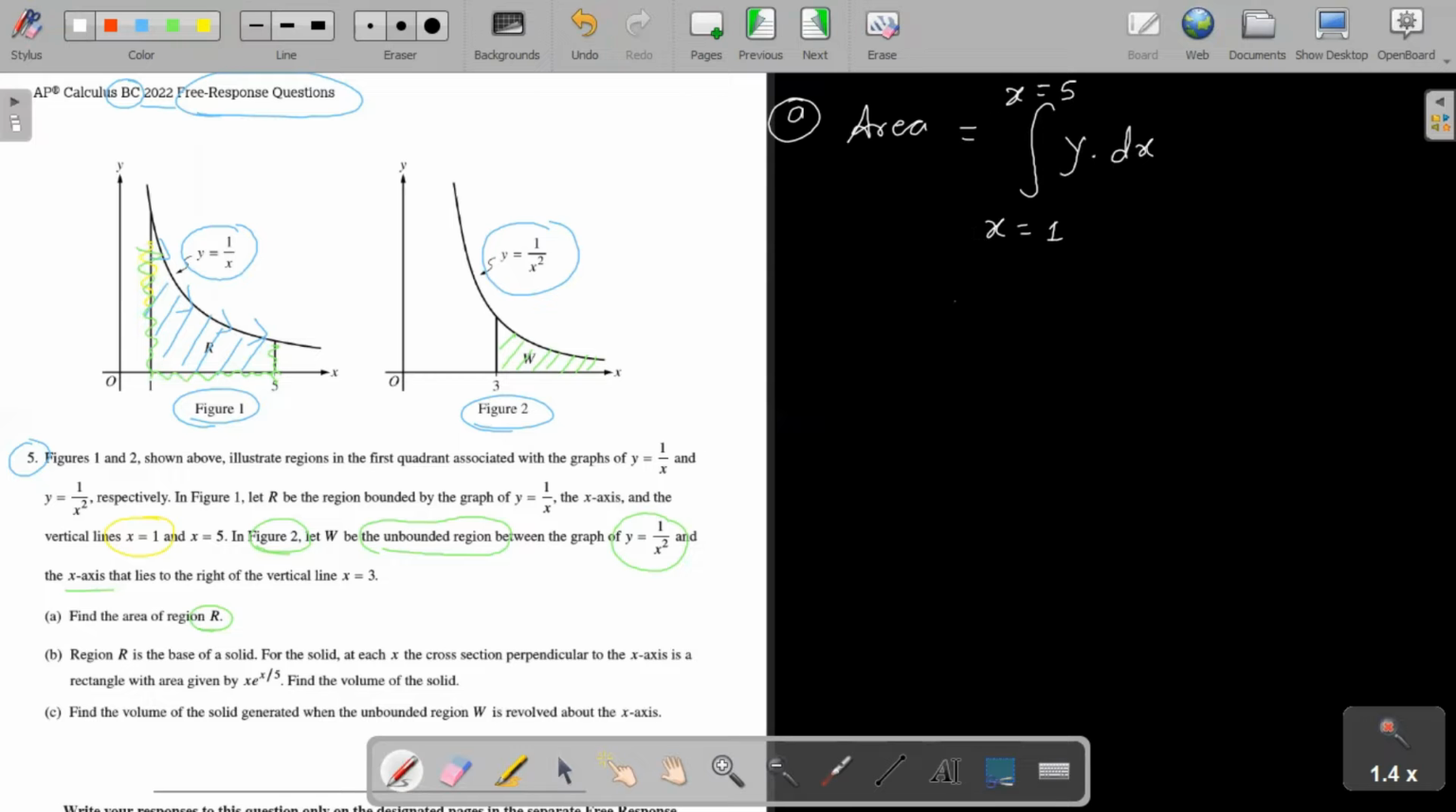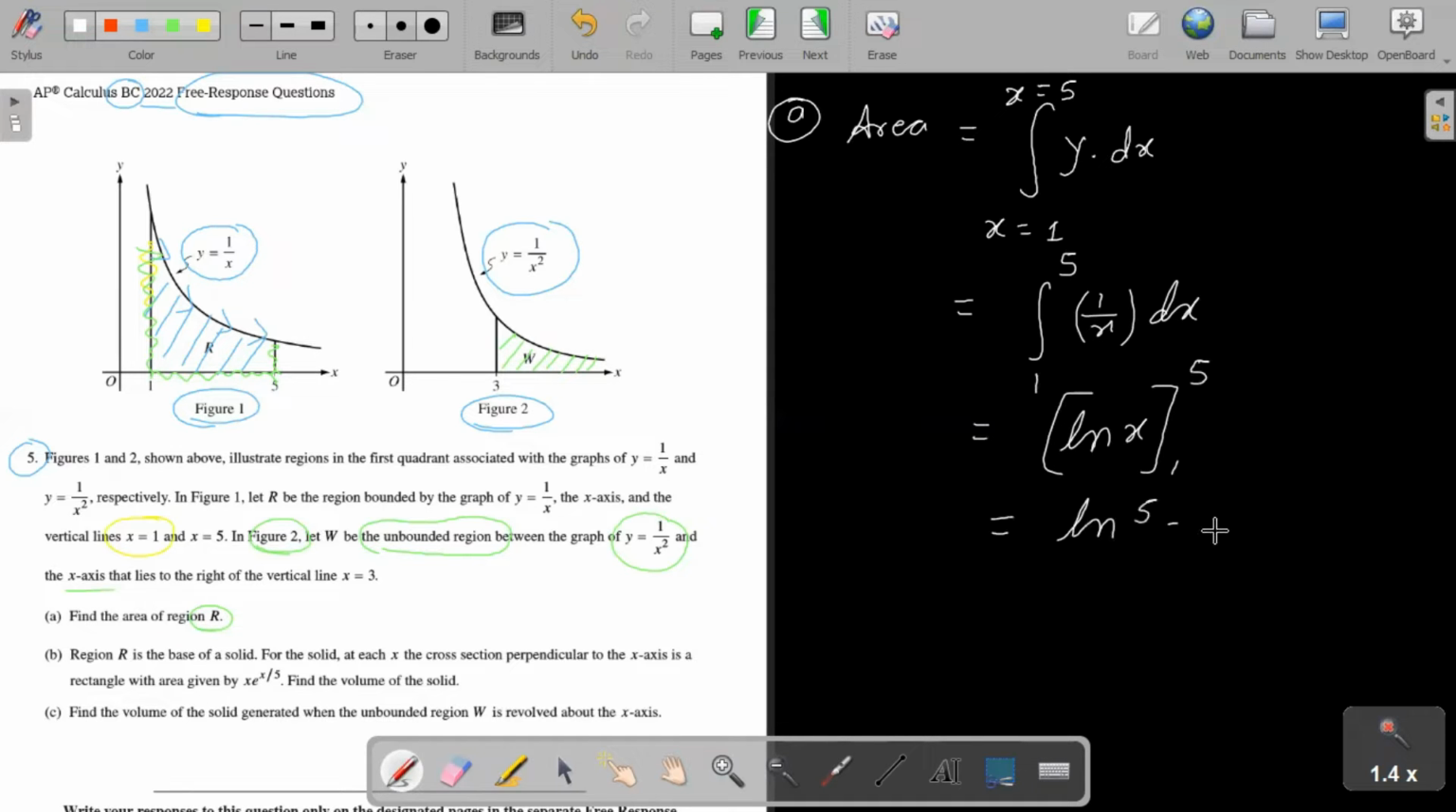We have to substitute y in terms of x. So this will be the integral from 1 to 5, with y is equal to 1 by x as given in the question. The integration of 1 by x is ln x with the limits 1 and 5. So we get ln 5 minus ln 1, and we know ln 1 is 0. So the answer will be ln 5 minus 0, that is ln 5. This is the answer of the first part, the area of the region R.